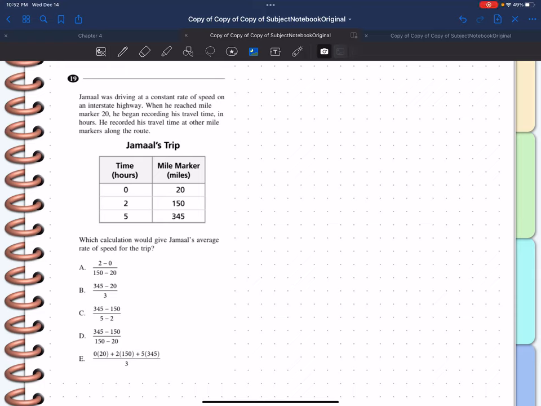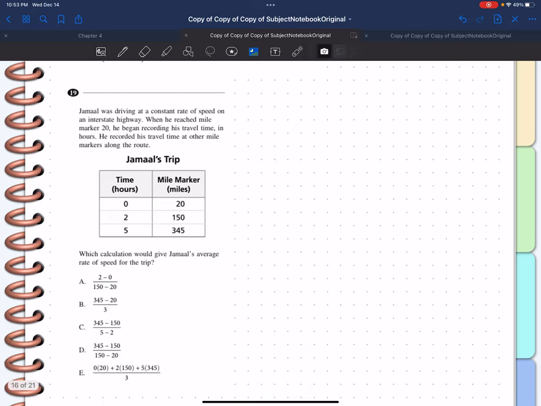I really like number 19. Number 19 is a cleverly disguised problem. So I'm not going to tell you the skill until the end, and we'll see if we can figure it out. Jamal is driving at a constant rate of speed.